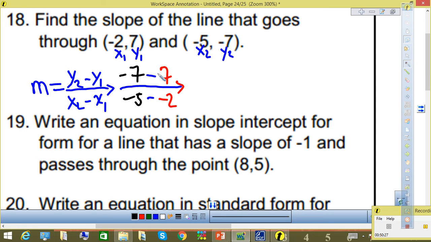So this becomes negative 14 over negative times a negative, positive. So this is negative 3. So my slope is 14 over 3. I don't want it in mixed number. I don't want it in decimal. It has to be in fraction form. Okay?